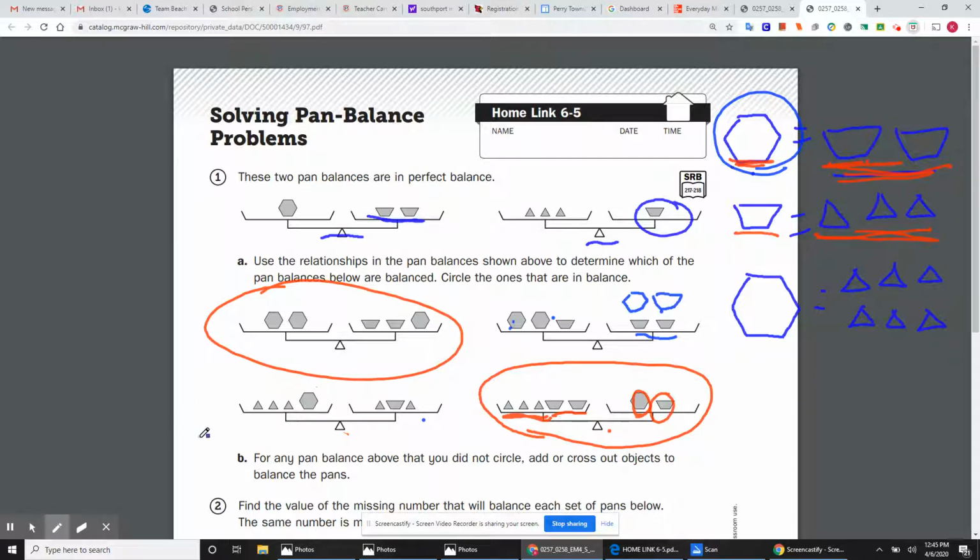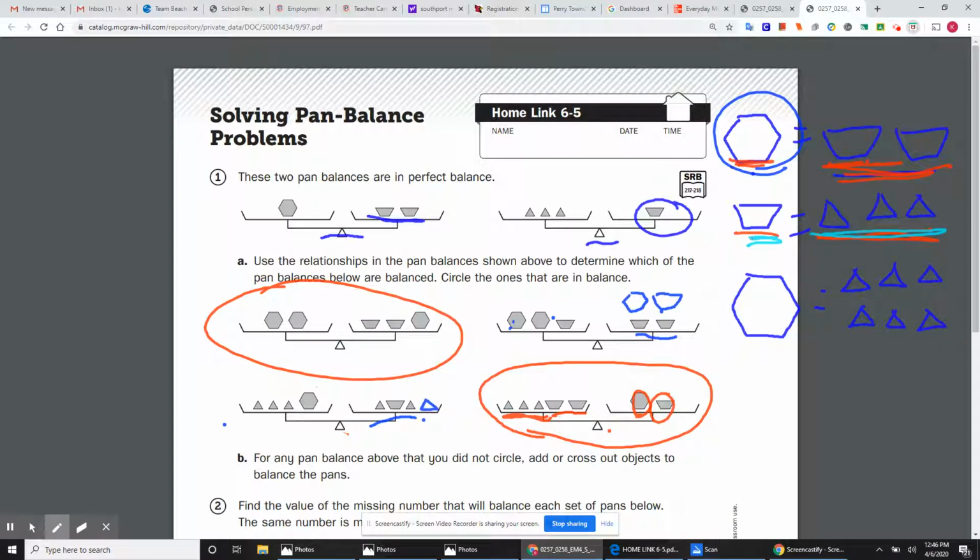For the one on the bottom here, to make those balanced, remember it says we can add or cross out. So I'm going to make the one on the right, and yours could look different than mine, but I'm going to make the one on the right equal to 1 total hexagon. So I'm going to add another triangle because I know that 3 triangles equals a half of a hexagon.